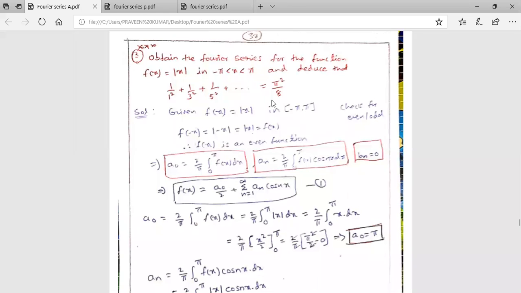So yesterday's session we discussed Fourier series for even and odd functions. Today also we are going to discuss a similar concept, the Fourier series of a function defined in the interval minus pi comma pi. A few more important questions are there. I have forwarded three different documents to you, and now it is showing on the screen.